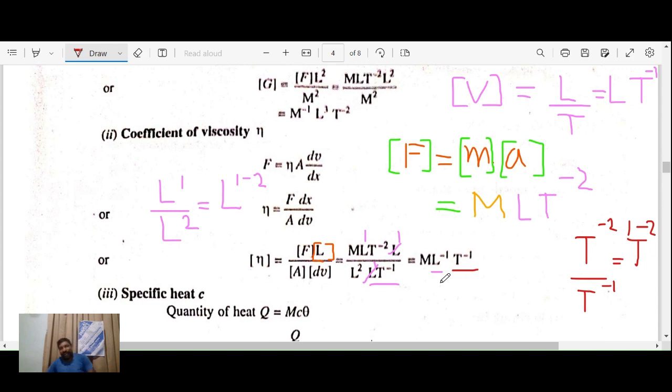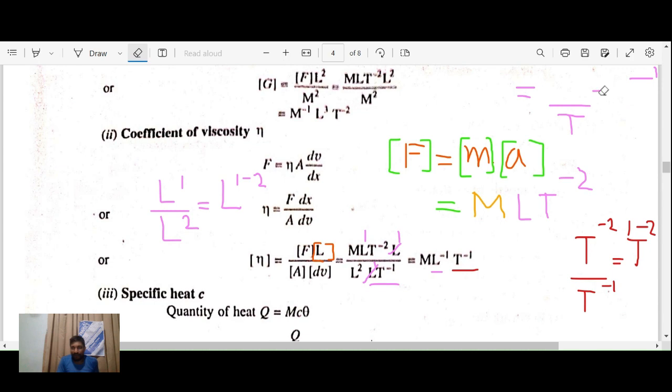I hope you can understand the simplification very easily. That is the important part of calculation. So you have to be a little bit quick on it, and you have to make sure that your calculations are perfect.